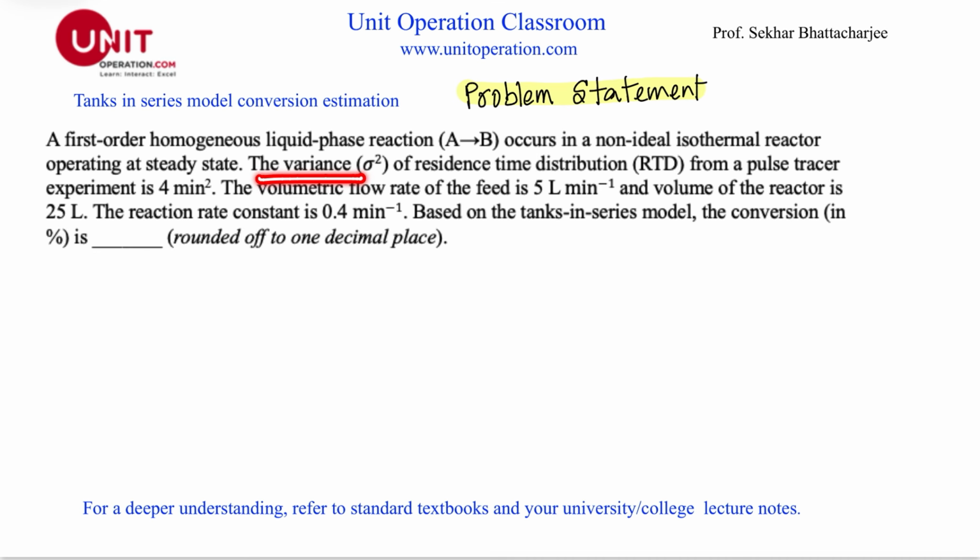The variance of the residence time distribution, RTD, from a pulse tracer experiment is 4 minutes squared. We will see what a pulse tracer experiment is and how to estimate the variance from the RTD, residence time distribution data. The volumetric flow rate of the feed is 5 liters per minute, the volume of the reactor is 25 liters, and the reaction rate constant is given.